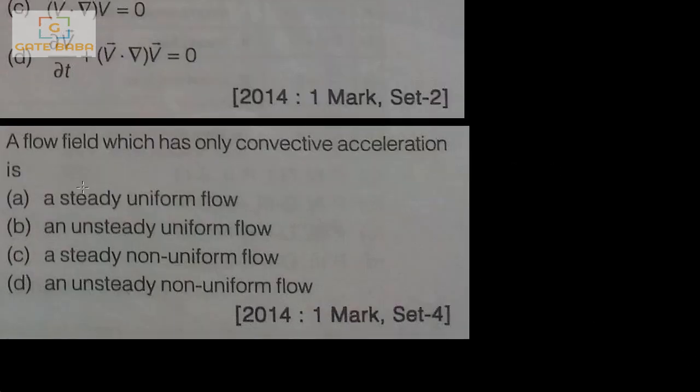Very easy. A flow field which has only convective acceleration. That means it has no local acceleration. That means the velocities are not changing with respect to time. So that is a steady flow. Definitely, if convective acceleration is there, that means some velocity profile is there with respect to the space coordinates. Then it must be a non-uniform flow. Yes or no? So it is steady and non-uniform.